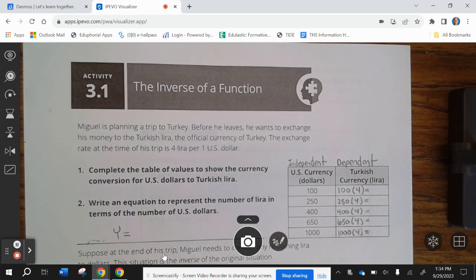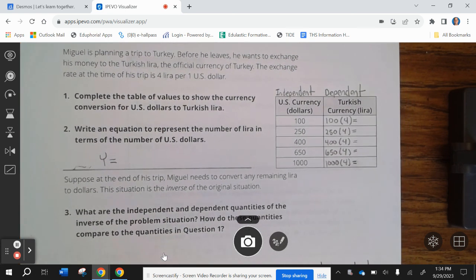Miguel is planning a trip to Turkey. Before he leaves, he wants to exchange his money to the Turkish lira, the official currency of Turkey. The exchange rate at the time of the trip is 4 lira per US dollar. Complete the table of values to show the currency conversion of US dollars to Turkish lira. Write an equation to represent the number of lira.